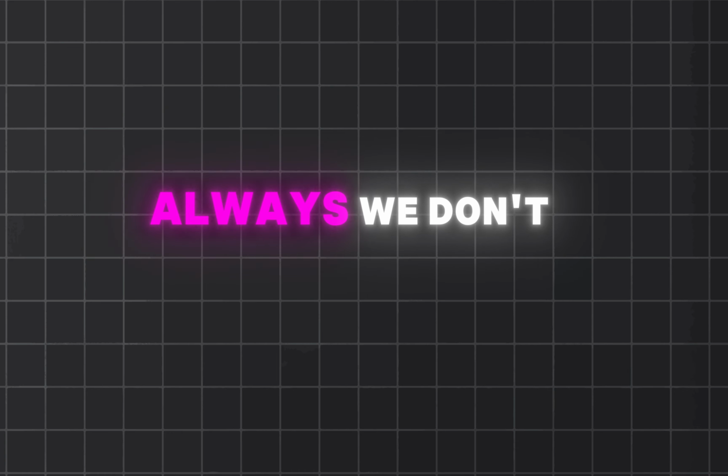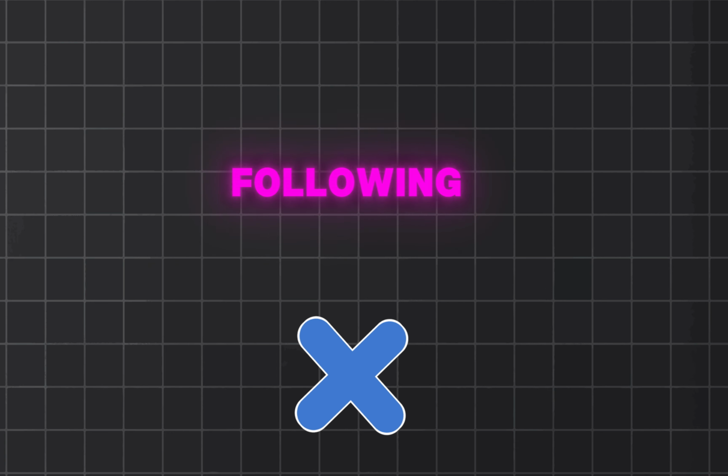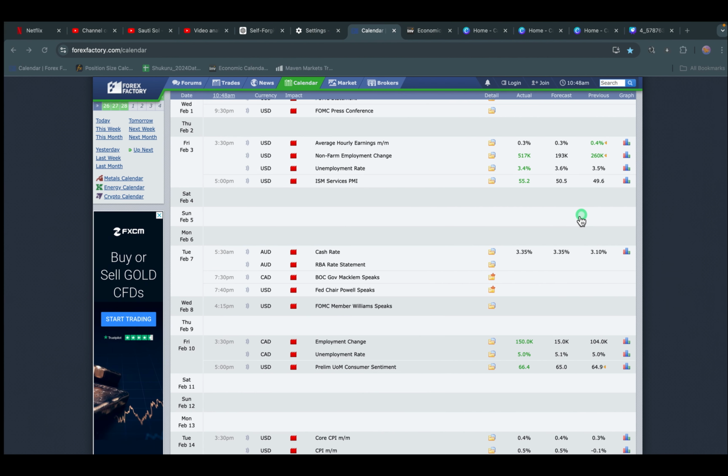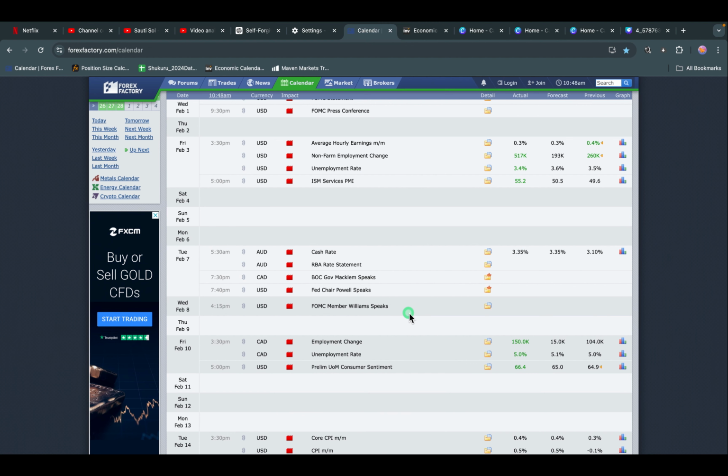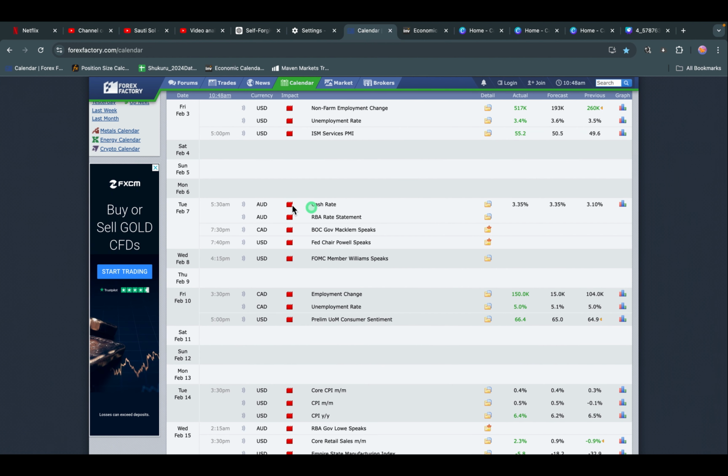So from here, remember we don't trade the following day. So if you go back to the calendar, you can see here, on the 7th we will not be trading. We'll only be trading again on the 8th.